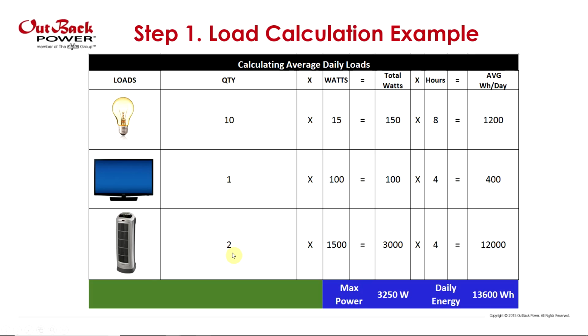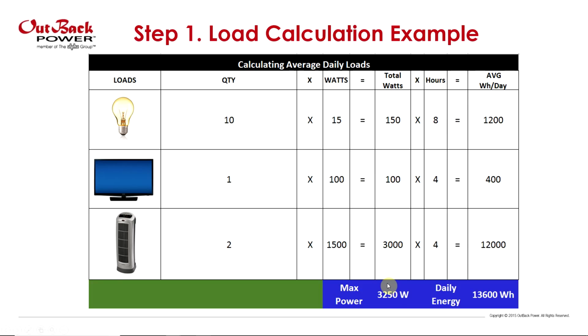And then last are our heaters. We have 2 heaters, each at 1,500 watts. That gives us a total of 3,000 watts. We know that the heaters will be running 4 hours a day, and that gives us 12,000 watt hours per day.